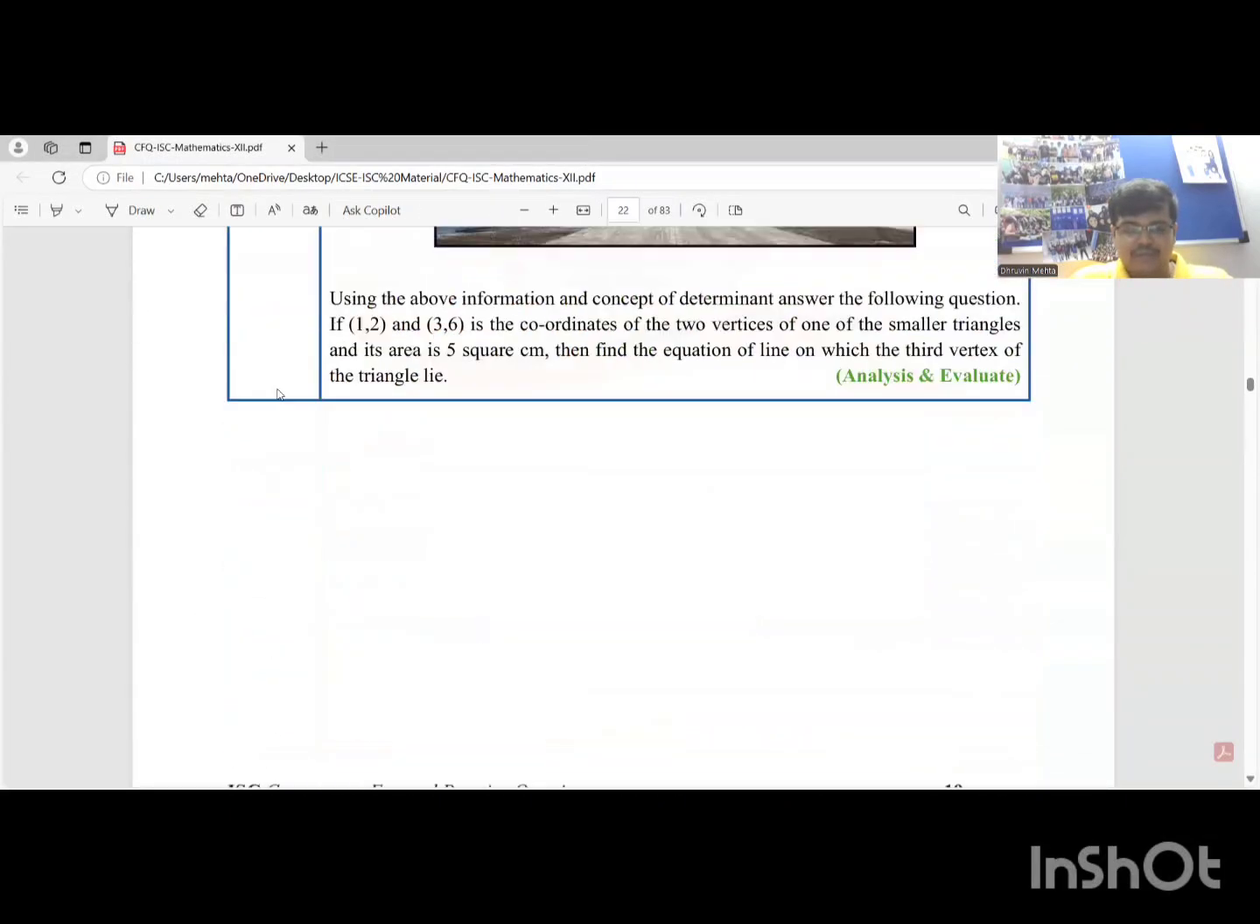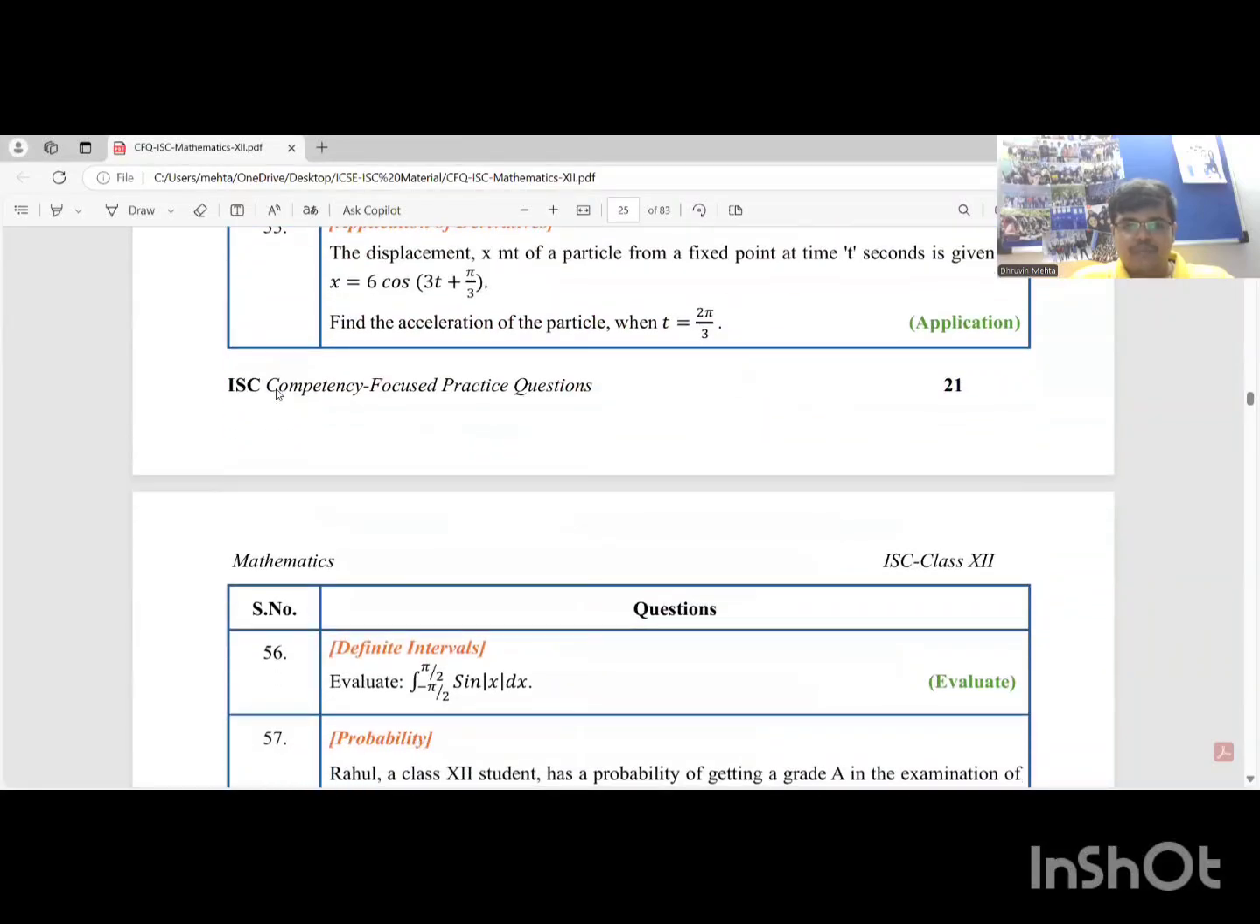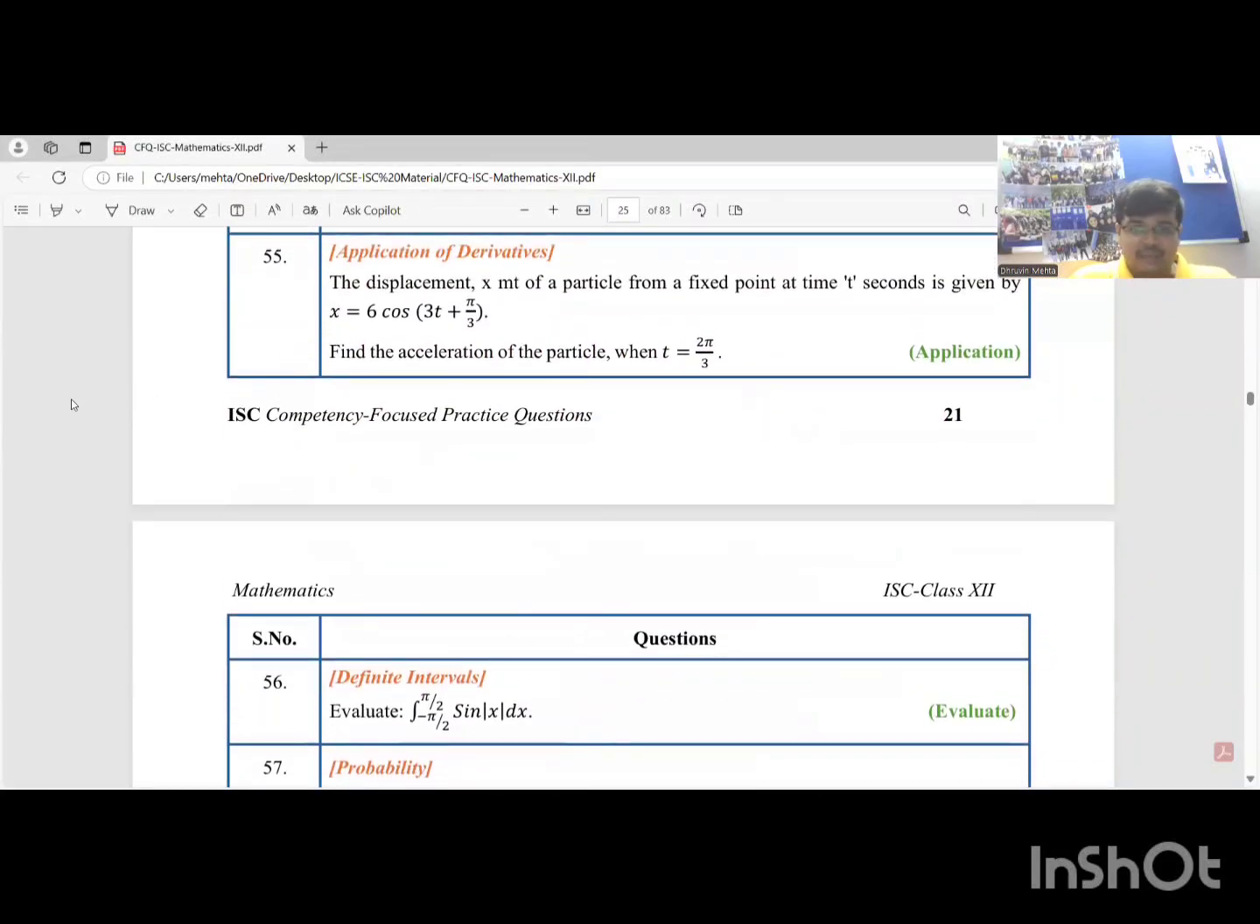The next question that we have is 55. Question number 55, the displacement x meters of a particle is given at a fixed point at time t. So x is given as 6 cos of 3t plus pi by 3. We have to find the acceleration of the particle when t is 2 pi by 3. Now, we have discussed that acceleration is basically the double derivative of displacement. So when you take the first derivative, that will be velocity function. So derivative of 6 cos 3t plus pi by 3 will be 6 into minus sine of 3t plus pi by 3 into derivative of 3t plus pi by 3 with chain rule, which is 3.